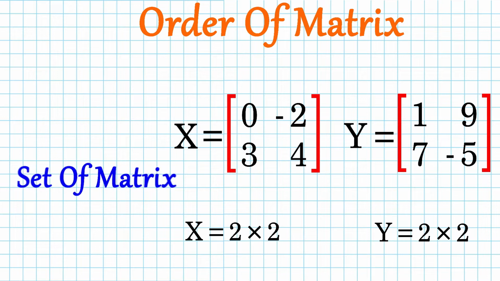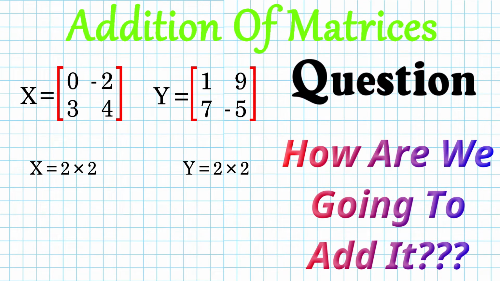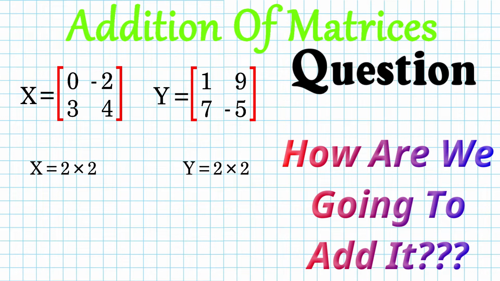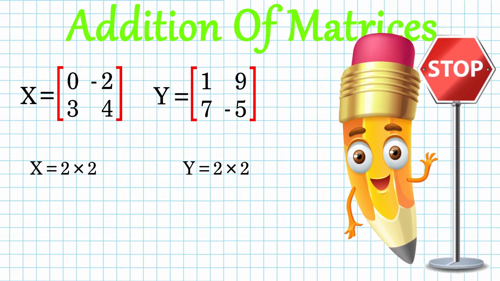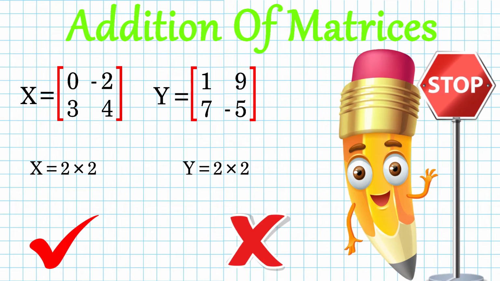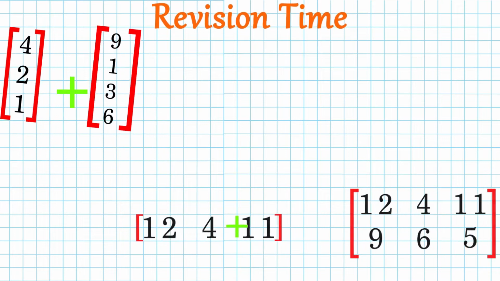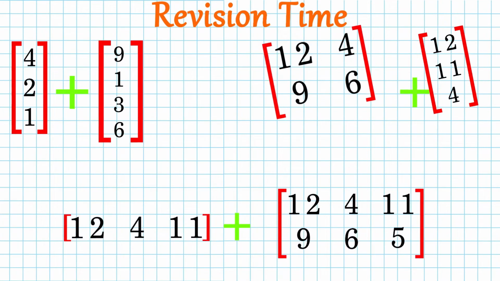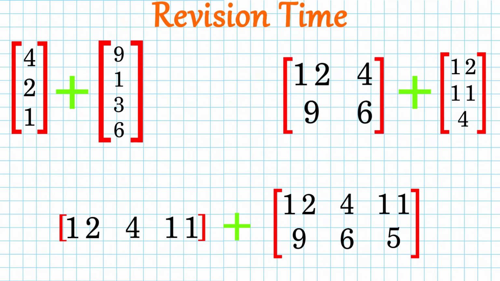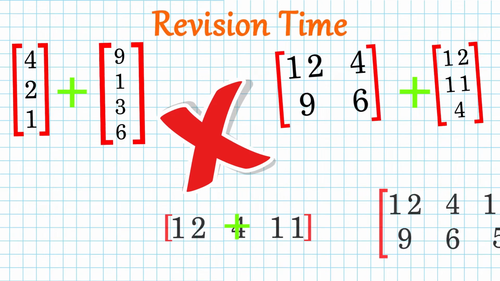Okay, so finally we have got the set of matrices which can be added. But the question is, how are we going to add it? Wait, before we start adding the matrices, let's revise the concept of conditions when we can add the matrices and when we cannot. I will give you some pairs of matrices and you will have to tell if the matrices can be added. Yes, none of them can be added as none of the pairs have matrices with same orders.